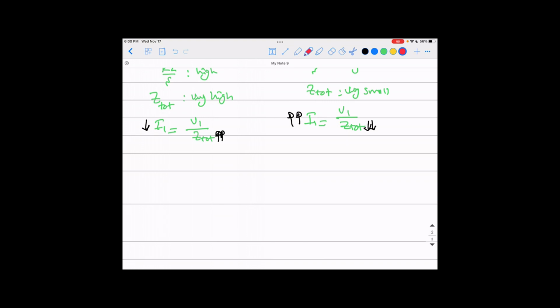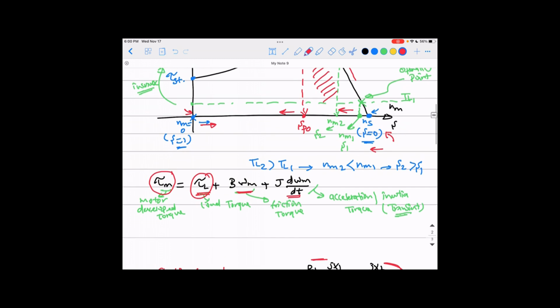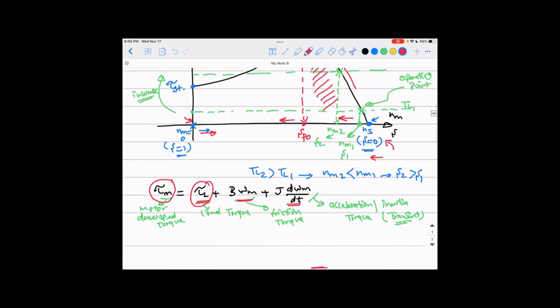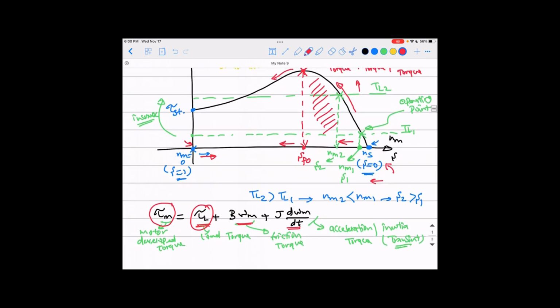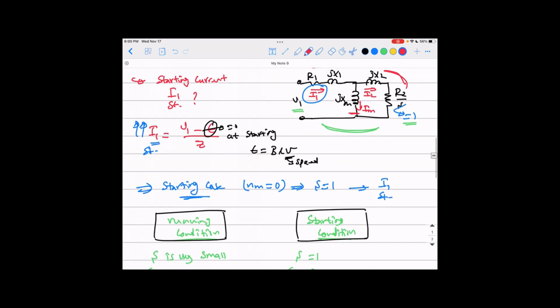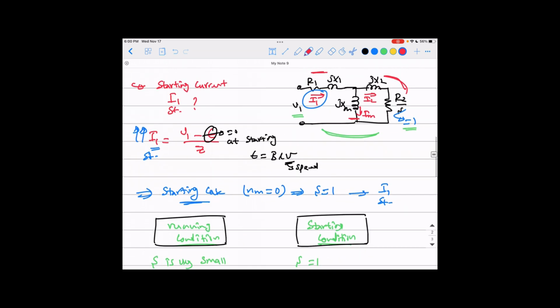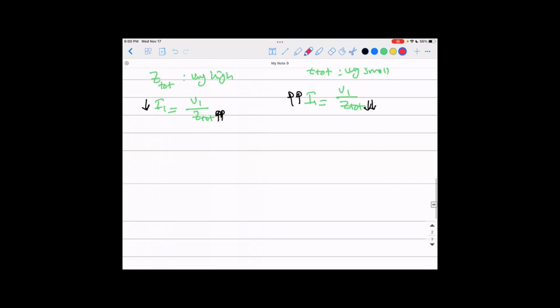So that's how you calculate the starting current of the machine. Just placing the slip equals 1 and find the current. Easy as that. Okay? And just using this, you can also find the starting torque, by the way, also using the equivalent circuit. Easy as that. If you can calculate the current here, you can find the torque. Okay, so if you want to find the starting torque of the machine, you can find it from here.